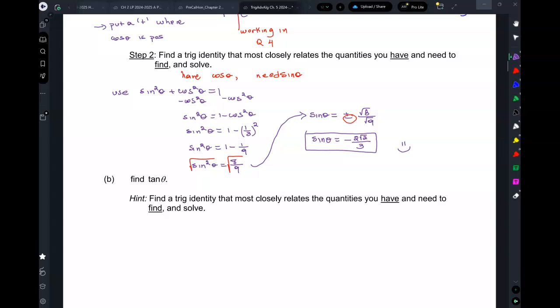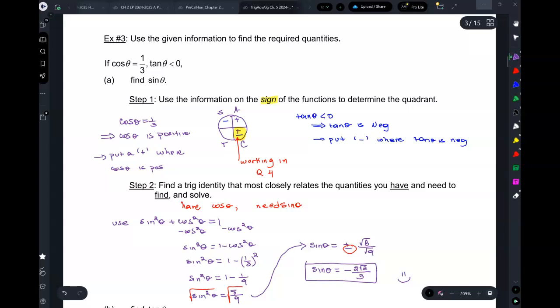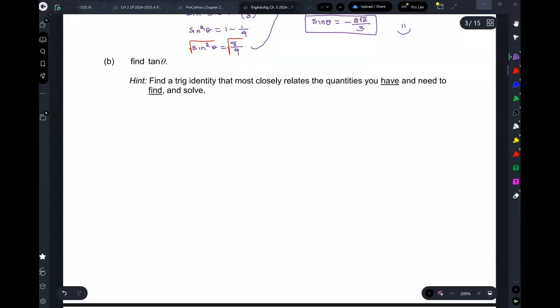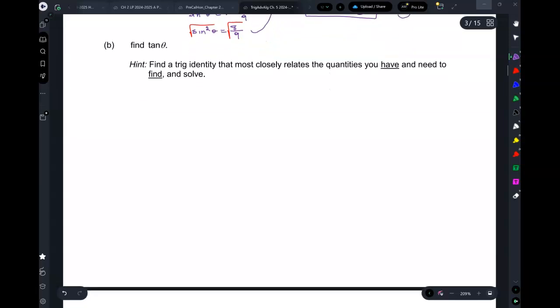And now it says to find tangent of theta. So now, what do I have? I have cosine, I have sine. I can find tangent, because what's tangent? Sine over cosine. So tangent of theta is sine of theta over cosine of theta.